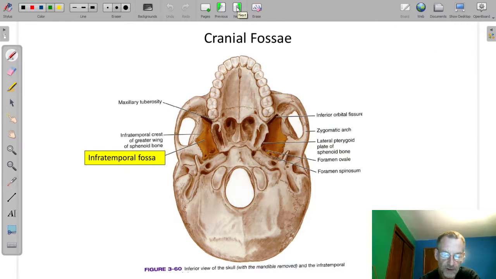So an inferior view of the skull, again, the infratemporal fossa is shown more or less shaded. This is part of the sphenoid bone. So again, the infratemporal fossa is sort of this region. And it's on both sides, of course. Okay? So it's below the temporal fossa.